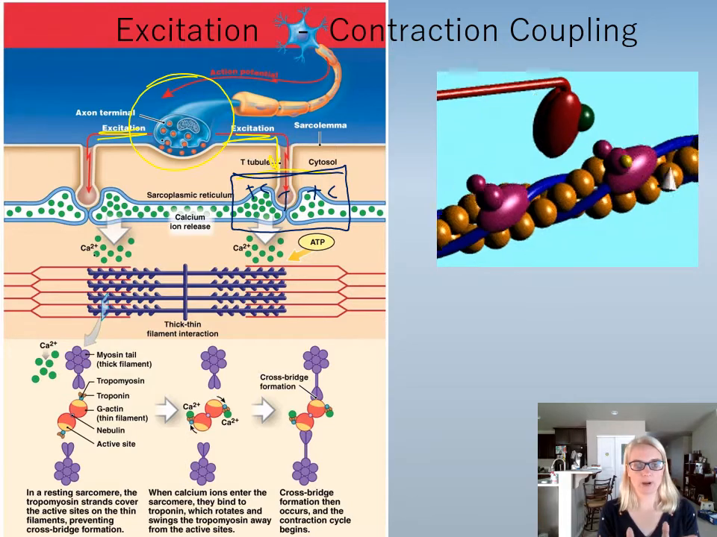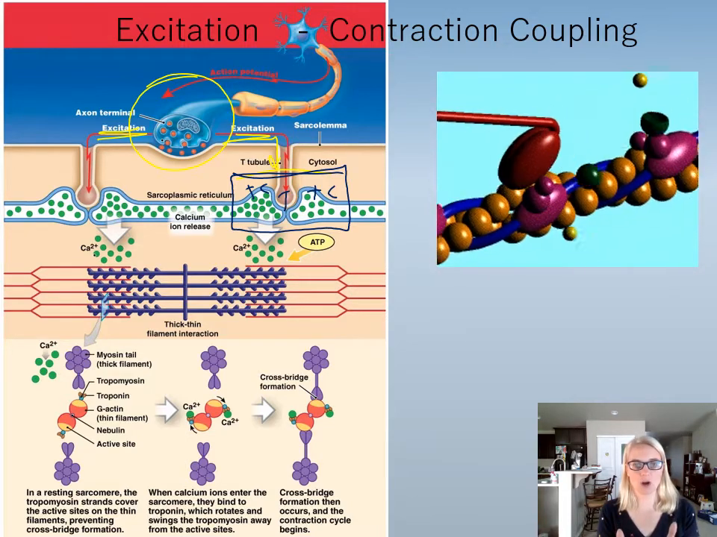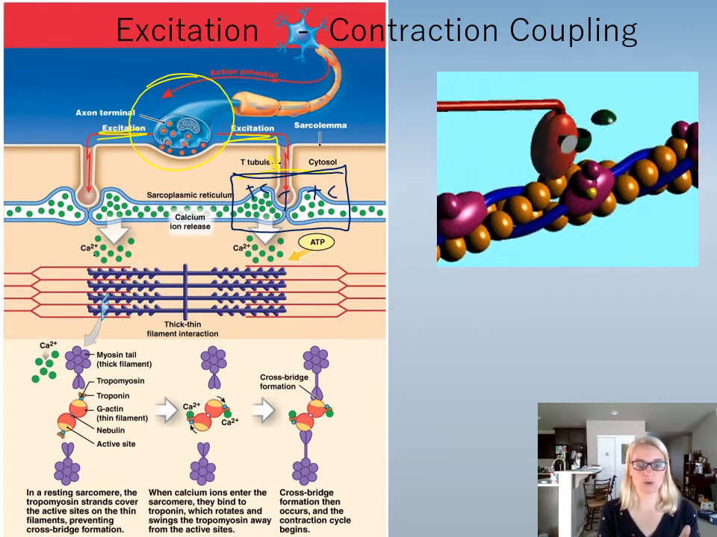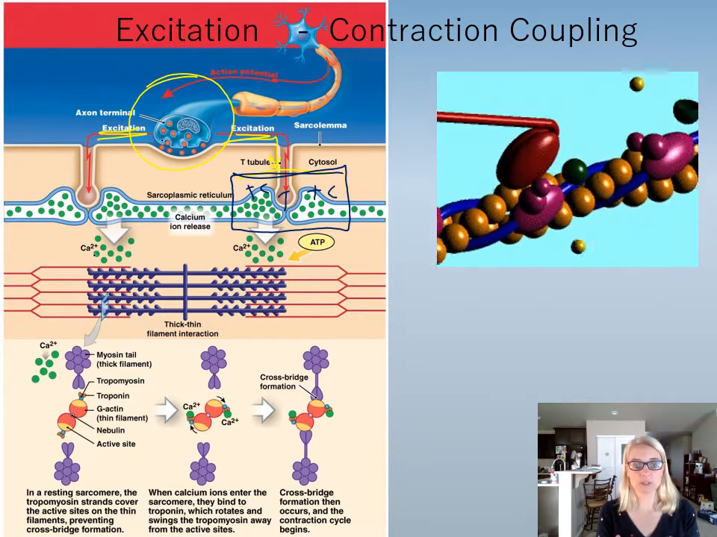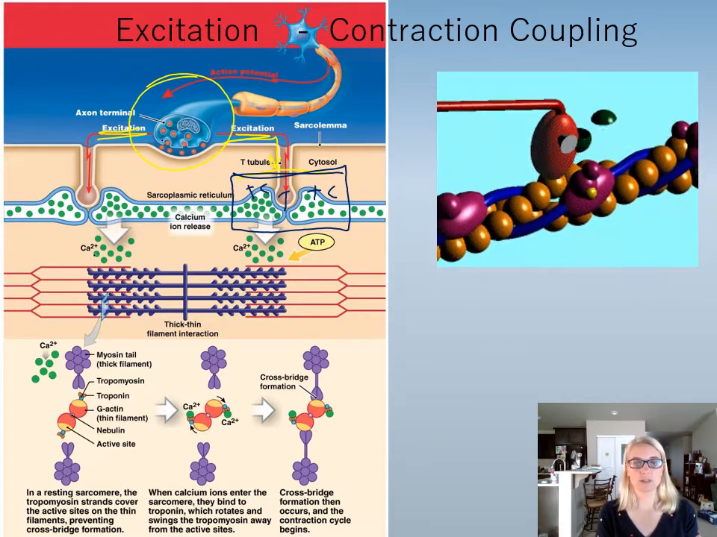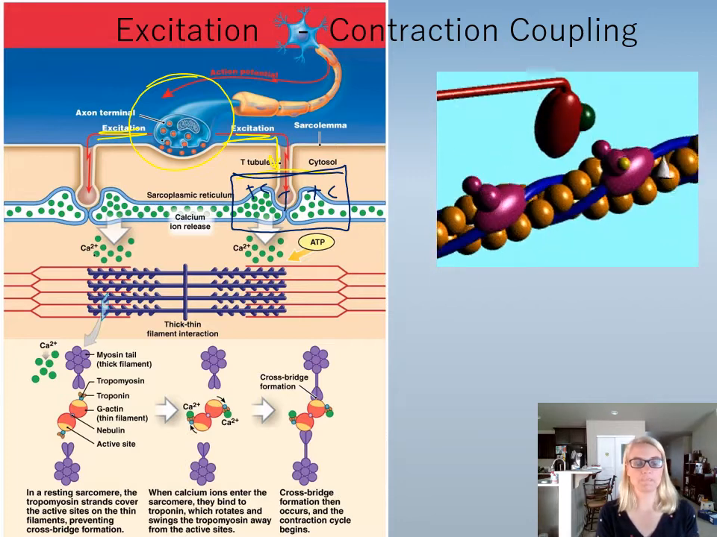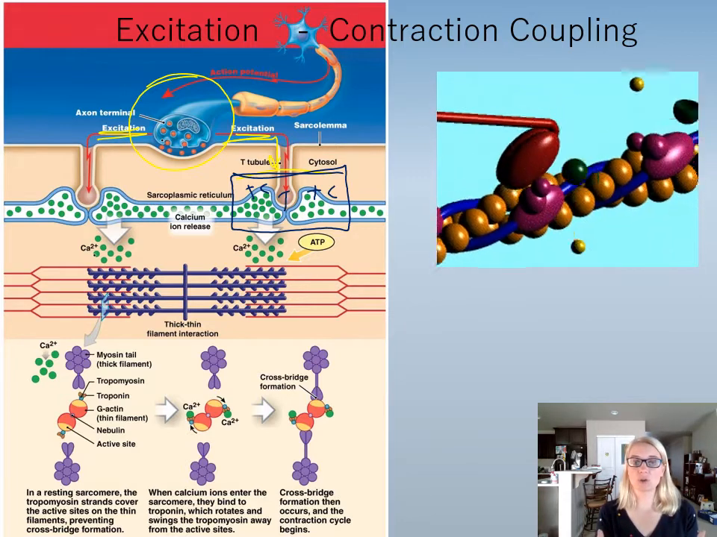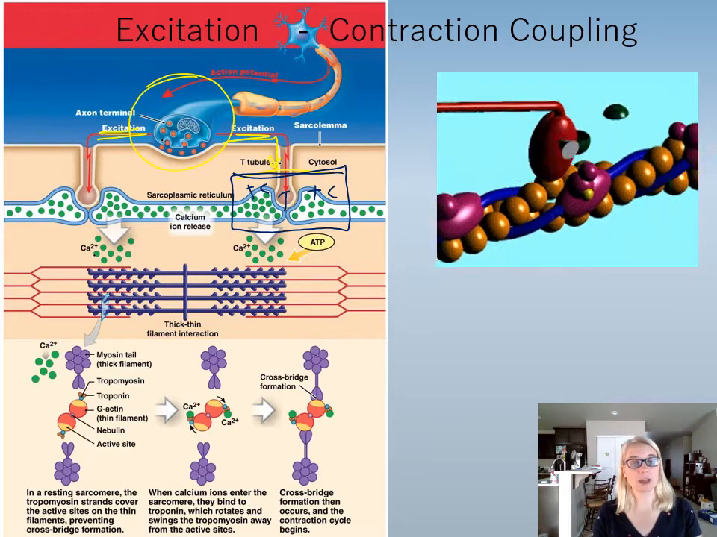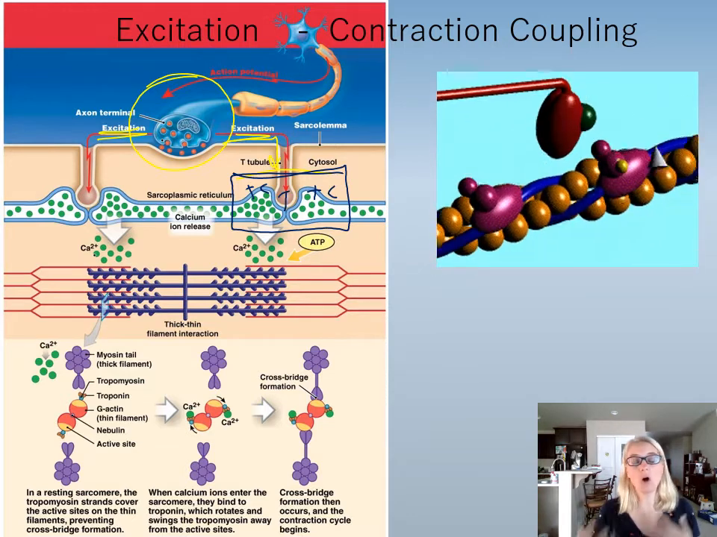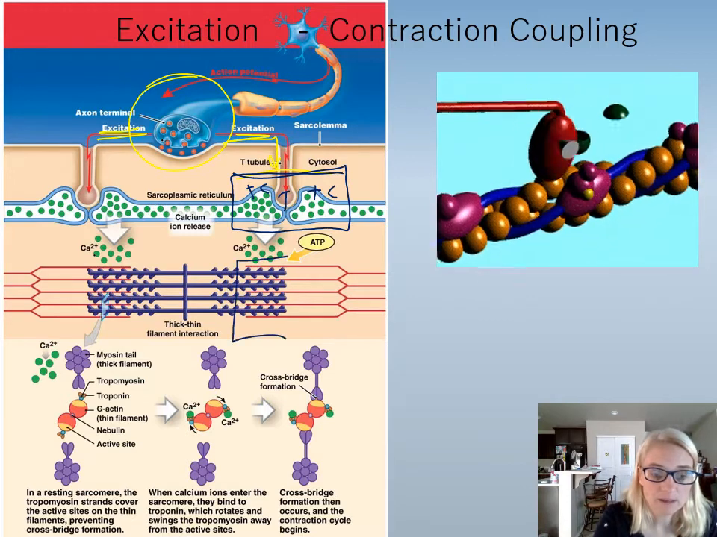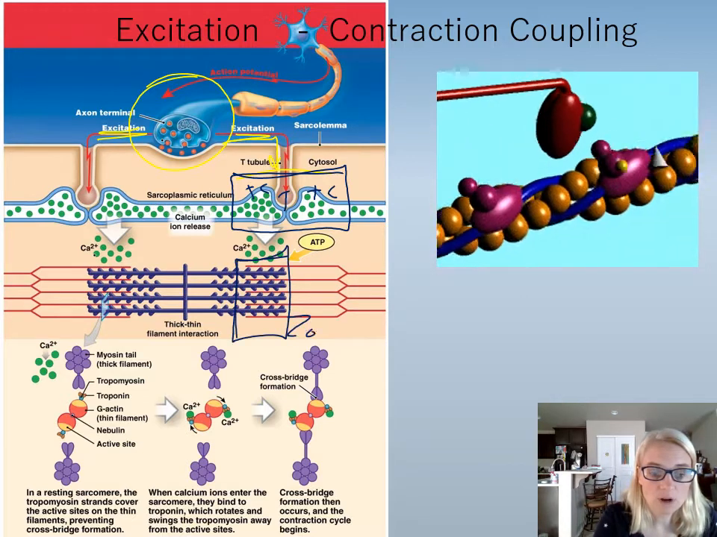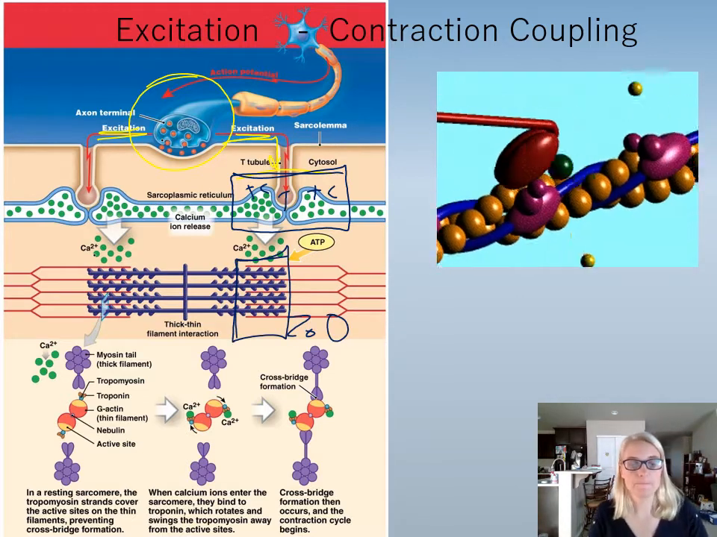Think back to general bio. Which direction do things like to go? From high concentration to low concentration. So we have high concentration in the sarcoplasmic reticulum, low concentration in the cytoplasm or sarcoplasm. And so when those channels open, calcium just floods out of the sarcoplasmic reticulum, all over the sarcomere, but specifically the zone of overlap, okay?